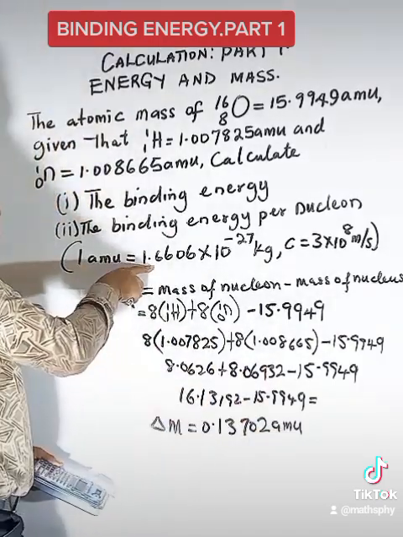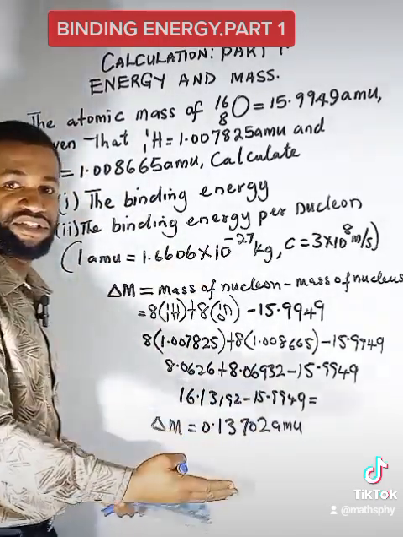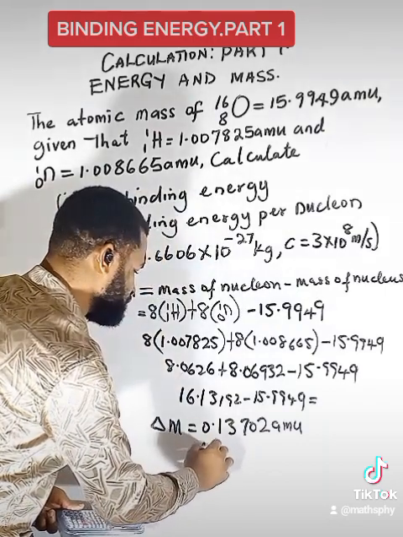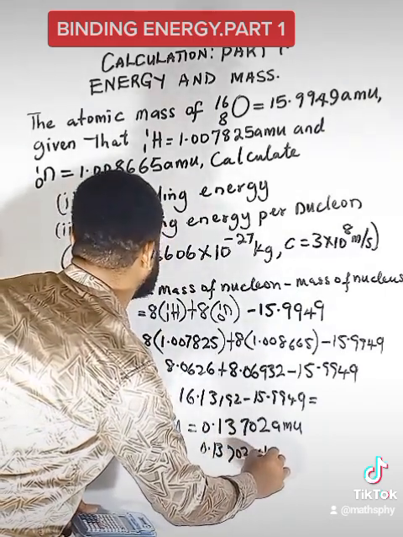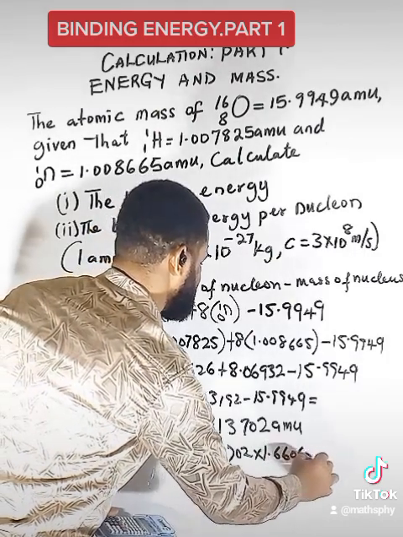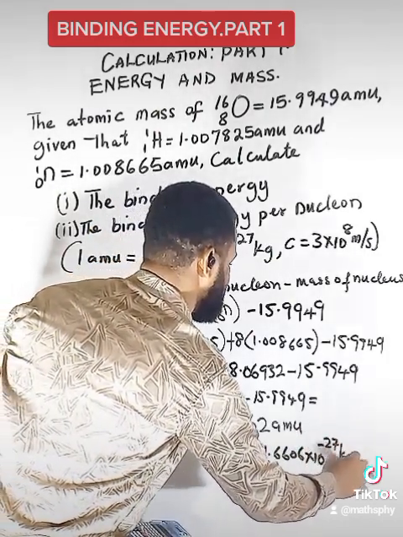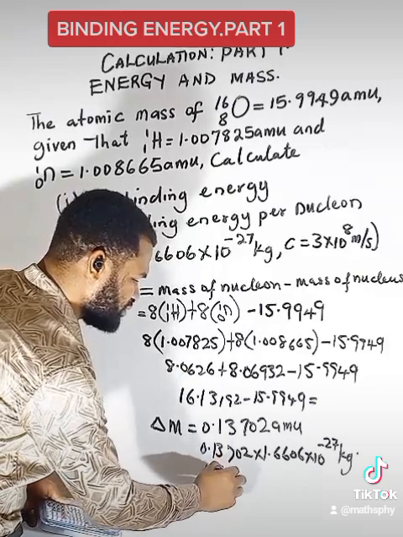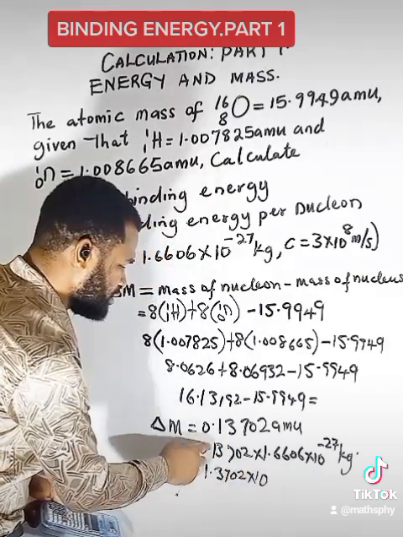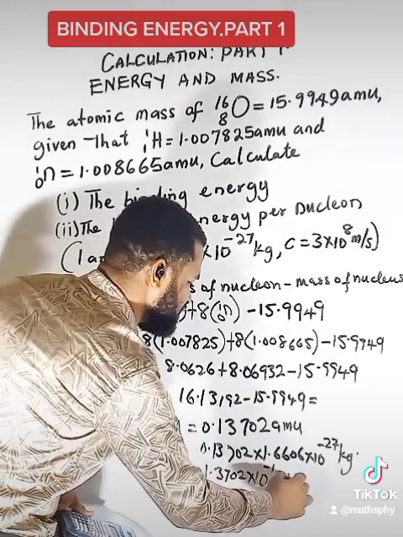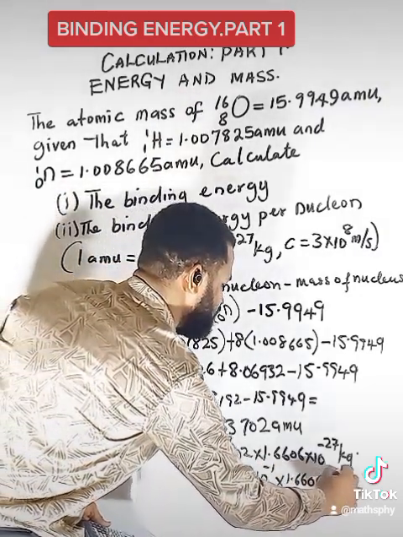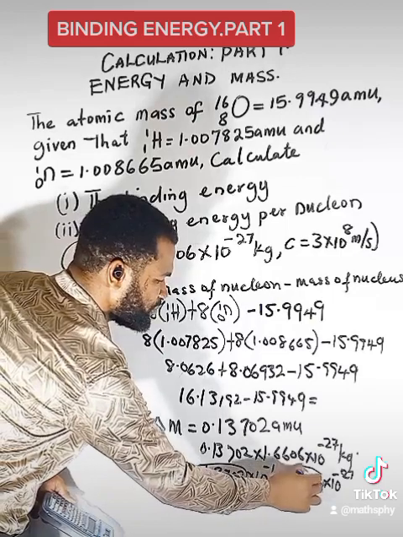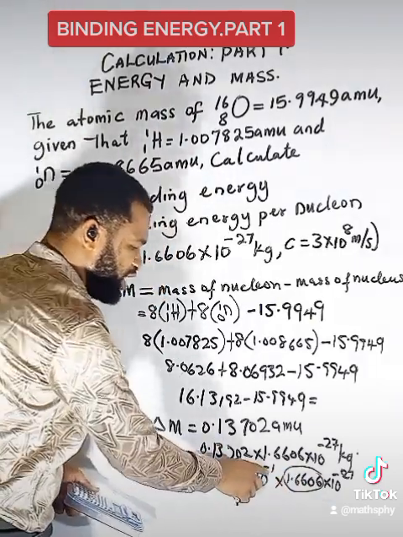If I want to convert it to kilogram, because mass is measured in kilogram, which is the normal thing we know in mechanics, I'm going to multiply it by this value. Therefore, this is going to be 0.13702 times 1.6606 times 10 raised to minus 27 kilogram. So I'm going to have 1.3702 times 10 raised to minus 1, times 1.6606 times 10 raised to minus 27. So this value will multiply this value, and whatever I have, I will now have minus 28.